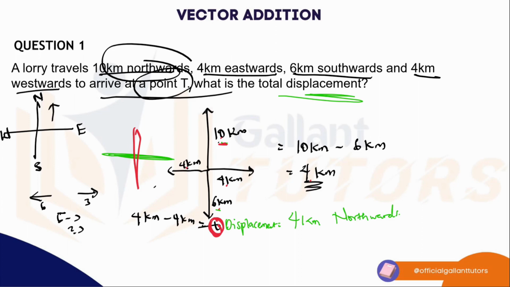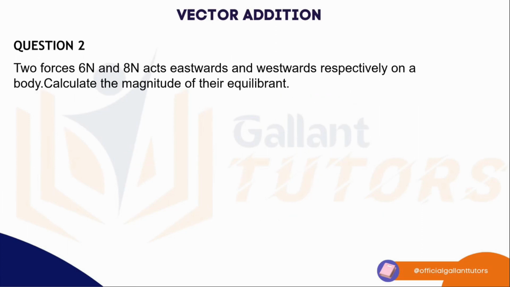So since it's displacement we're talking about, which is a vector quantity, we have to specify its direction. That's why I said northward, right? If it was distance now, it will be a different case. All right. Okay. So question 2.